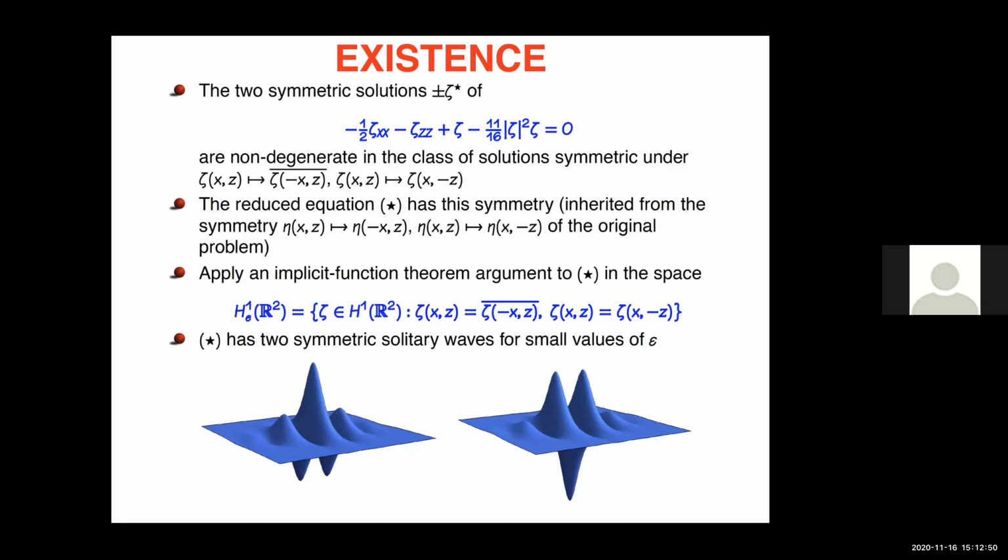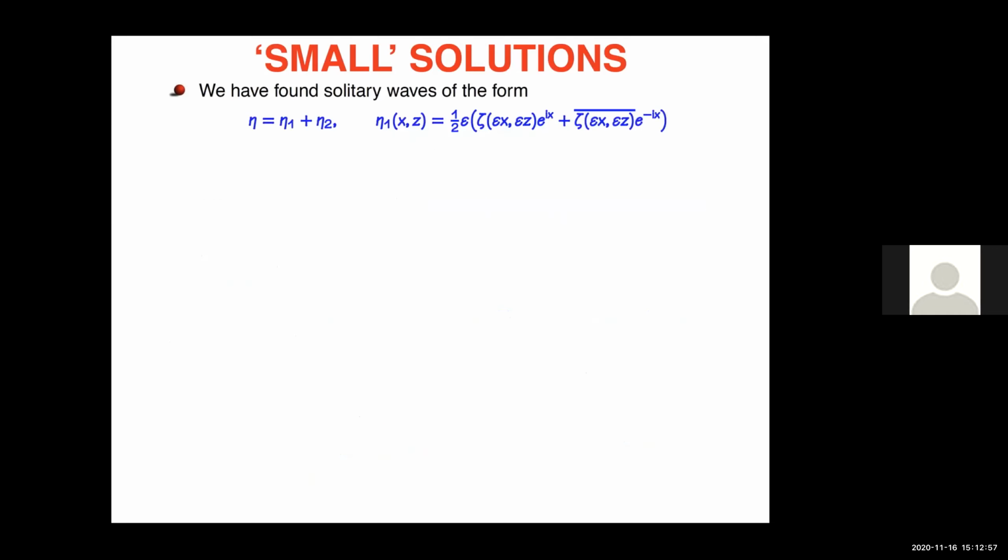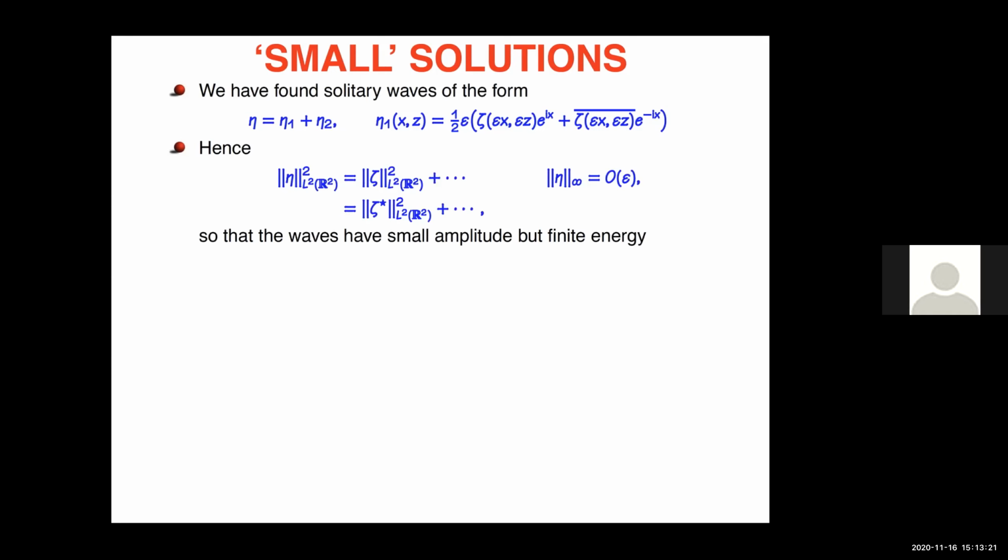Now, let me finish with some remarks on the size of the solitary water waves that we have found, because there's an interesting issue here. Remember what we did? We decomposed eta into two parts, eta 1 and eta 2. We solved for eta 2 as a function of eta 1, applied the nonlinear Schrödinger scaling to eta 1, and found a solution for zeta which is well approximated by plus or minus zeta star. Now then, that means that the L2 norm of eta is approximately the L2 norm of eta 1, and that is to leading order the L2 norm of zeta. This is just a calculation, and that again is approximated by the L2 norm of zeta star.